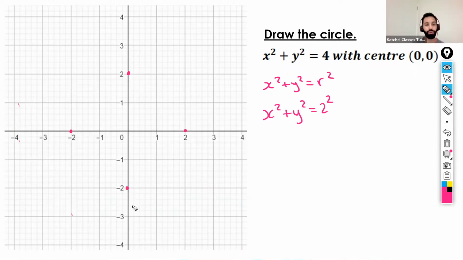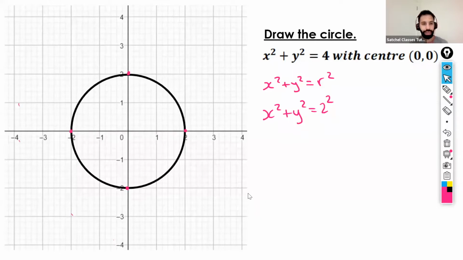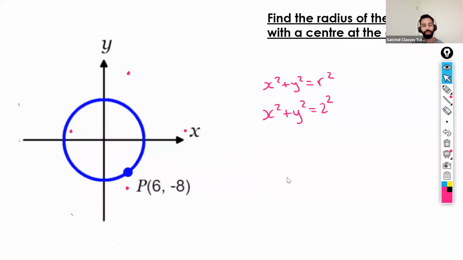And again, with your compass, just join the points together and this is what your circle would look like. All right, so again, pretty straightforward. Now let's do some problem solving questions.